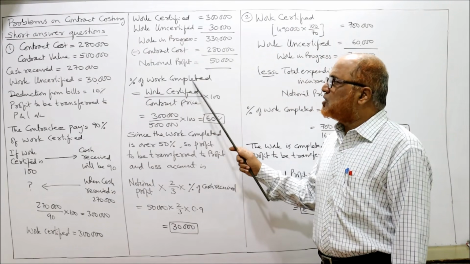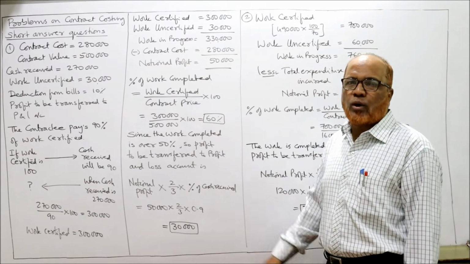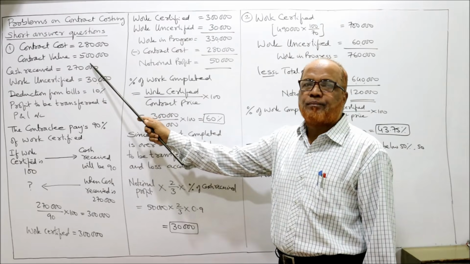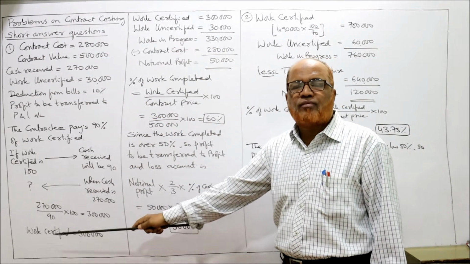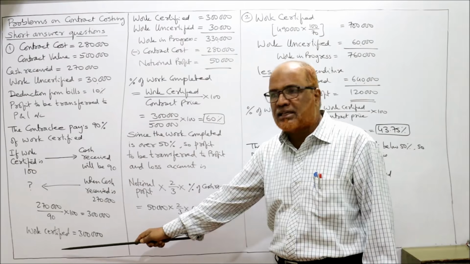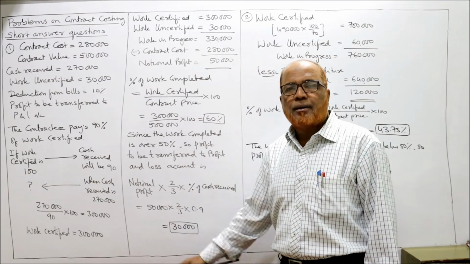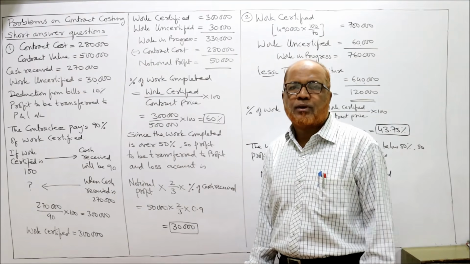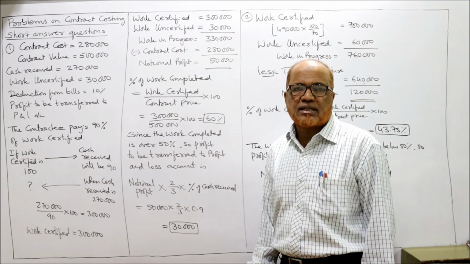Now, percentage of work completed. कितना काम हो गया? Actually, what is the contract price? Contract value कितना है? 5 lakh है. And how much work has been certified by the architect? 3 lakh. 5 लाख रुपए के काम में से 3 लाख रुपए का सर्टिफिकेट दे दिया. Who has given the certificate? The architect has given.